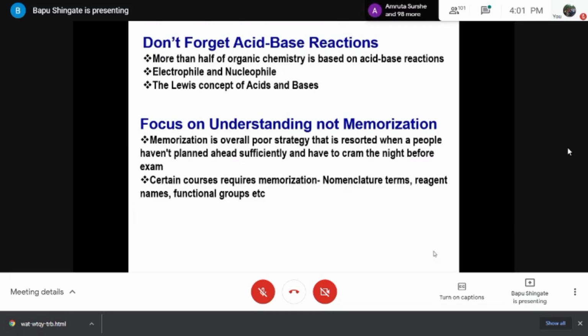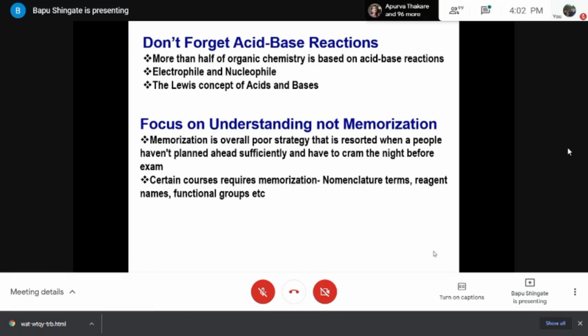Focus on understanding, not on memorization. See, this point is very important in organic chemistry. Why does organic chemistry become volatile? It becomes volatile because you are memorizing organic chemistry without understanding. Memorization is overall a poor strategy.